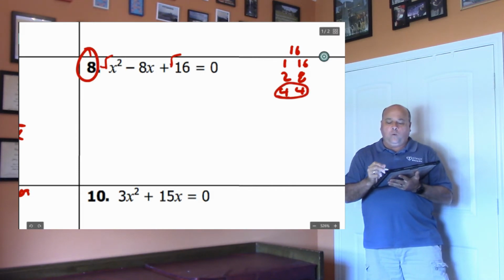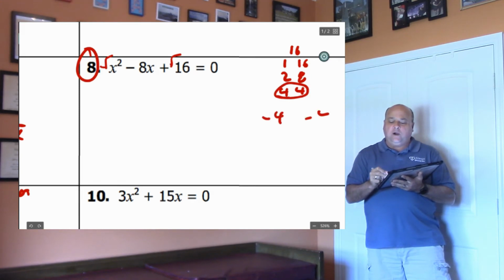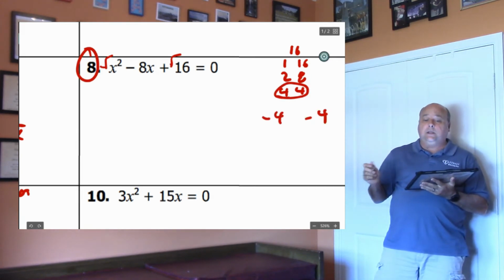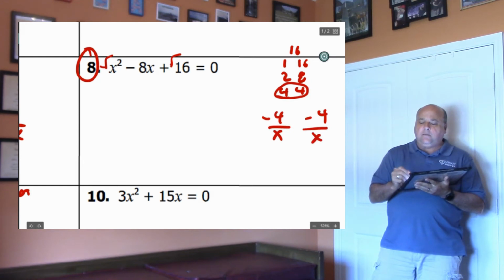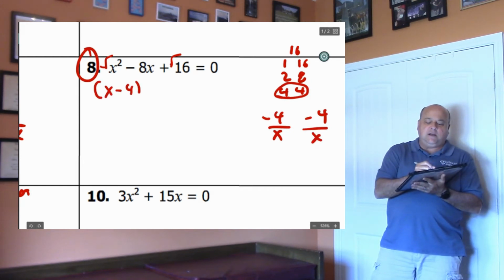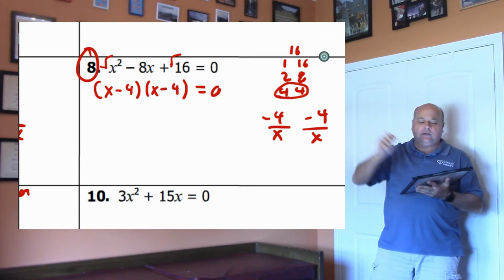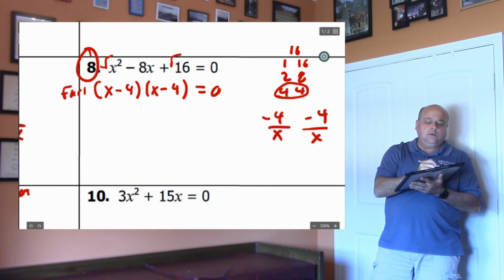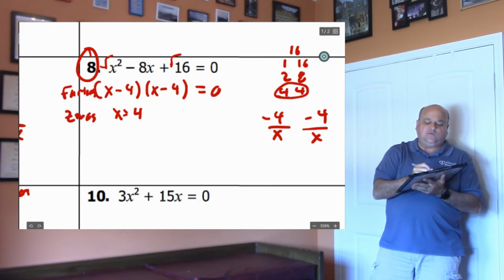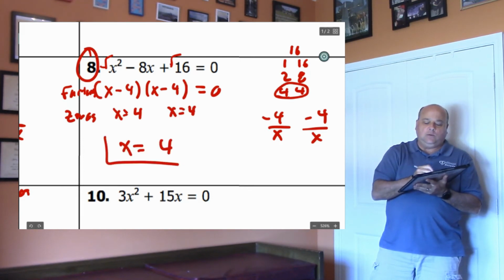So 4 and 4 work, but we need a negative 4 and a negative 4 to get the negative 8, don't we? We'll put x and x on the bottom, and this is going to give us my x minus 4 and my x minus 4 in it. Notice that the zeros and the factors will have opposite signs. So these are my factors. My zeros will just be x equals 4 and x equals 4, won't it? So I'm only going to have one 0.